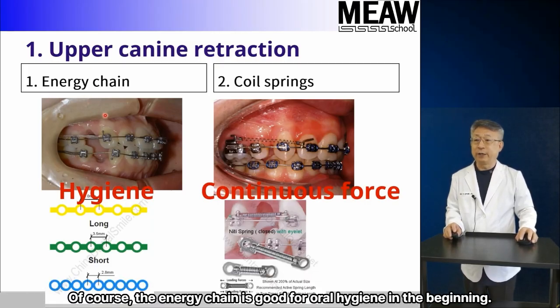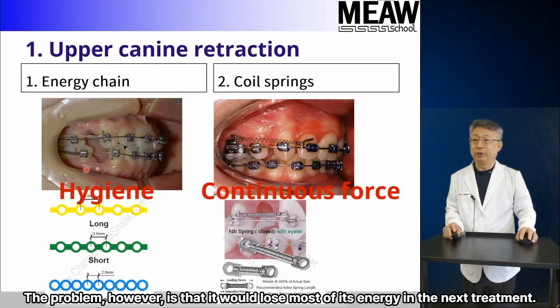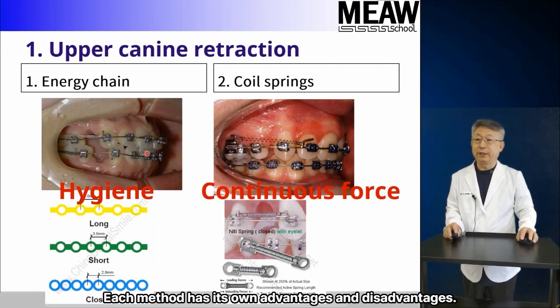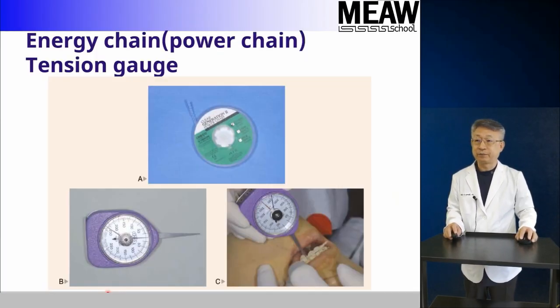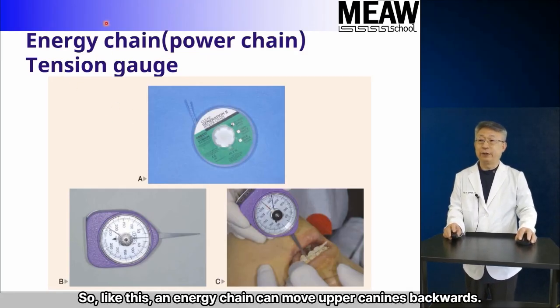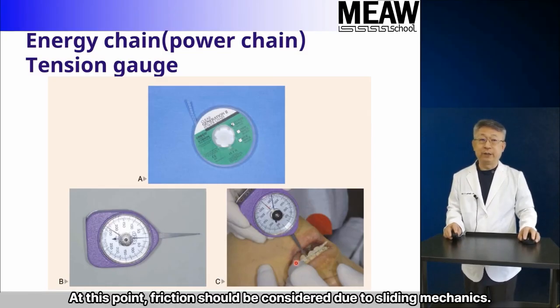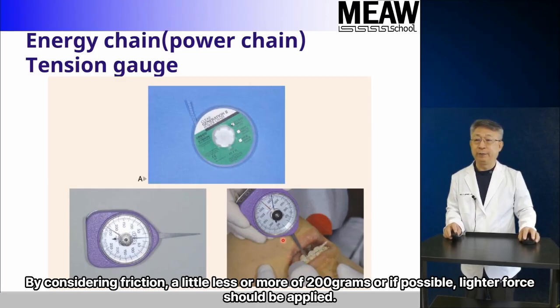Of course, the energy chain is good for oral hygiene in the beginning. The problem, however, is that it would lose most of its energy by the next treatment. Each method has its own advantages and disadvantages. Therefore, I usually choose an energy chain closed type to move upper canines backwards. So, like this, an energy chain can move upper canines backwards. At this point, friction should be considered due to sliding mechanics. By considering friction, a little less or more of 200 grams or, if possible, lighter force should be applied.